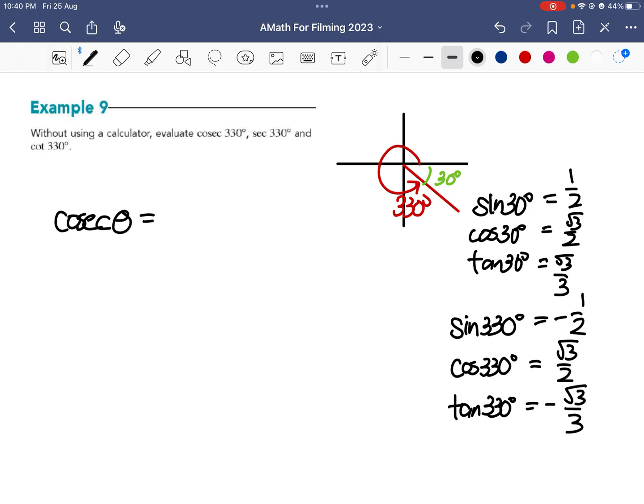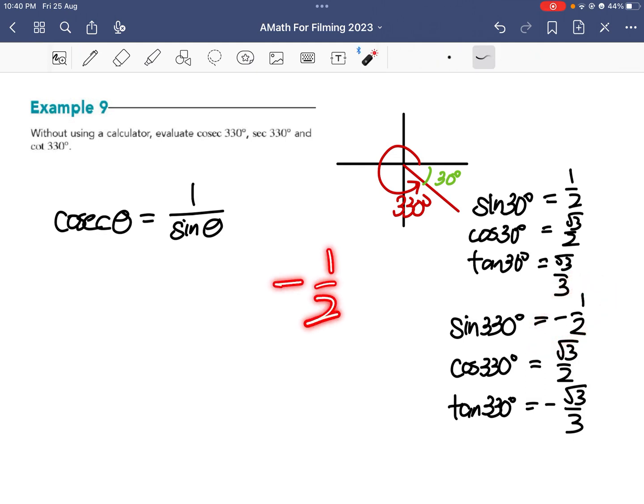Now I can go back and answer my question. So cosecant theta is 1 over, the third letter is S, sine theta. So 1 over sine of 330 in this case, I take the reciprocal. Reciprocal of negative half is negative 2 over 1. So therefore, this ratio here is equals to negative 2.